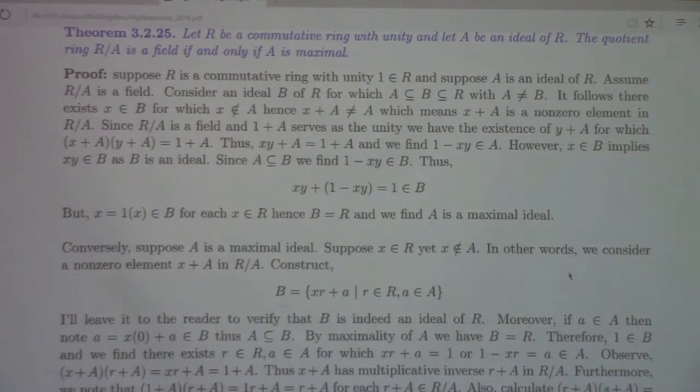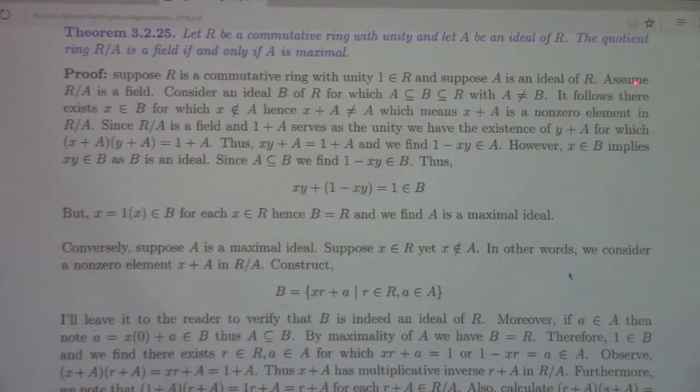Here's the next thing we were going to prove. Let R be a commutative ring with unity, A an ideal of R. The quotient ring R mod A is a field if and only if A is maximal. All right, let's walk through it. It's an if and only if proof, so we have both directions, right? To start with, I assume that we have a commutative ring with unity, and A is an ideal of R. That's for both directions, right? That's just the preconditions here.